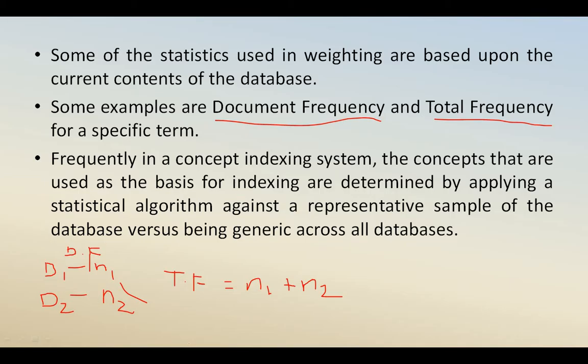Frequently in a concept indexing system, the concepts that are used as the basis of the indexing are determined by applying statistical algorithms against a representative sample of the database, versus being generic across all databases. So what does it mean? Whatever concepts we extract are based on indexing and statistical algorithms. They can make use of statistics, taking into consideration the frequency of occurrence of the items, like document frequency as well as total frequency.